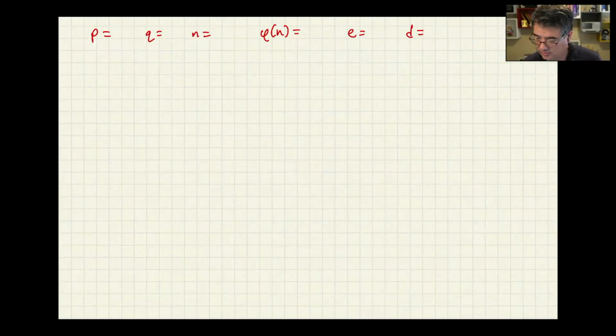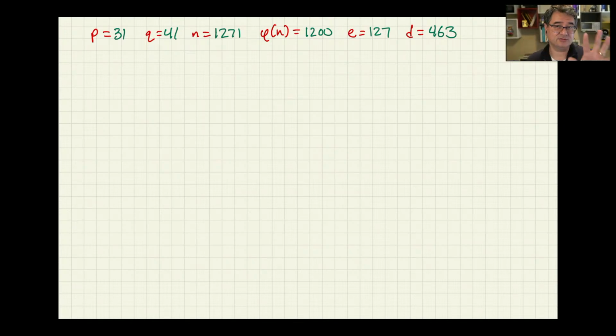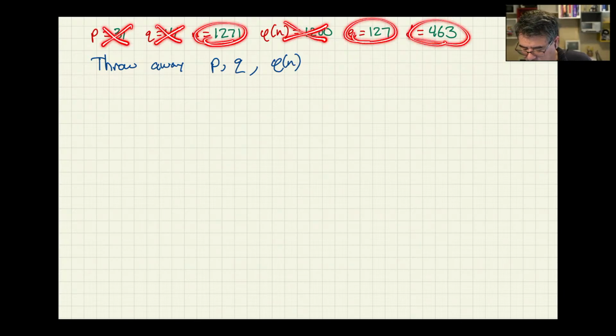Okay, so where does that leave us? So we had 31 and 41 as our P and Q. We multiplied them together to get 1,271, and then we found the totient of that number. We picked a value for E that was coprime to 1200, and then we found its multiplicative inverse. So we got 6 numbers that we have calculated. Once you've calculated those 6 numbers, you then throw away P, Q, and the totient of N. So throw this one away, throw this one away, throw this one away, and keep the remaining 3 numbers.